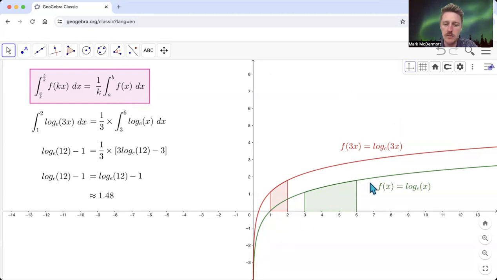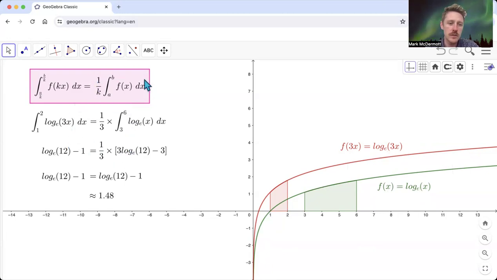You can see in green, we've got the function f of x equals log e of x. And then in red, we've got the function f of 3x, which is log e of 3x. So again, I could have picked any function, but these ones are just some nice ones to look at. Okay, let's break it down.